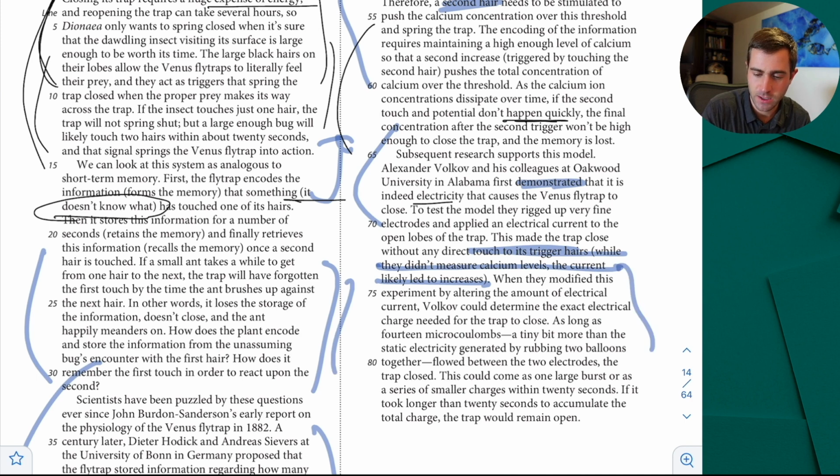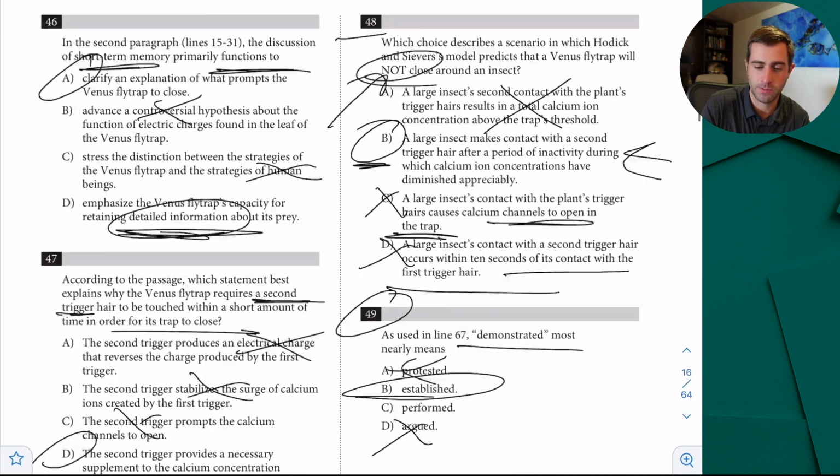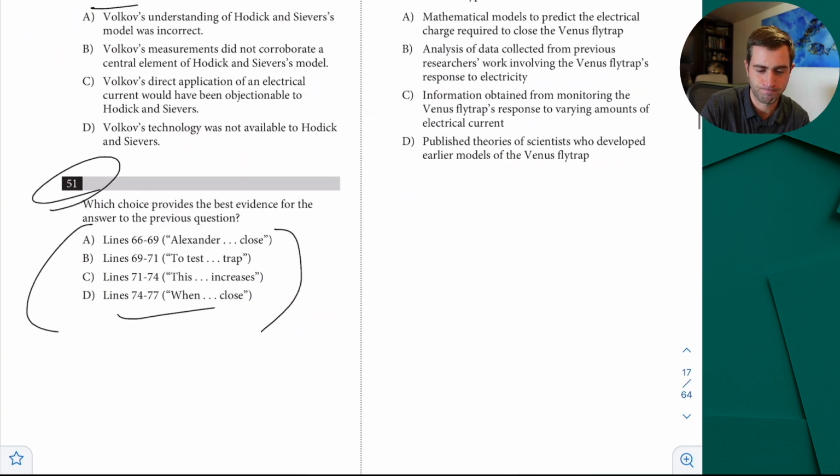"When they modified this experiment by altering the amount of electrical current, Volkov could determine the exact charge needed." And then we're talking about how much was needed to do it. This seems to be our big issue, so we'll go back and make sure that's one of our lines there. Yep, that's going to be 71 to 74.